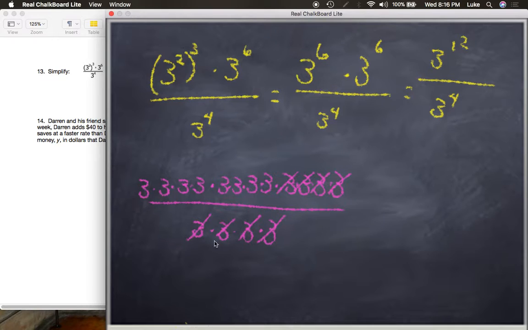Now, that means I canceled these 4 and these 4, leaving these 8 at the top. So that's going to be 3 to the 8th power. Well, that's the same as saying 12 minus 4. So 3 to the 8th power is our final answer if we say 3 to the 12th minus 3 to the 4th. That's it.